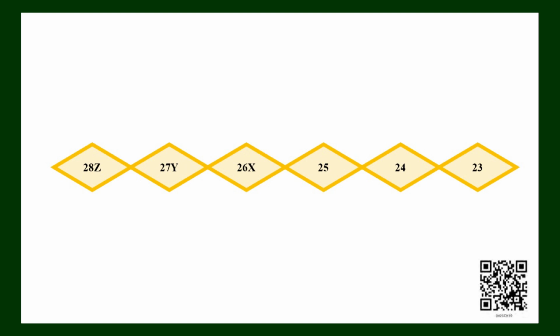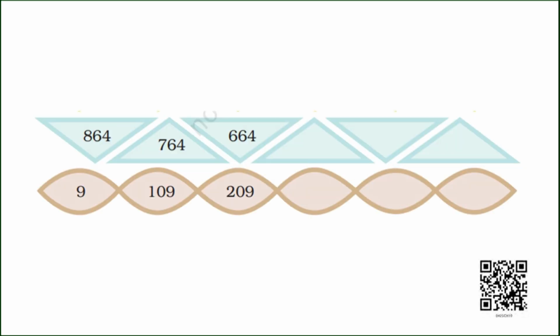Then which is the alphabet after X? Actually after X it is Y, but here after X it will be W, because it is W, X, Y, Z, right? Then after W it comes V, then after V it will be U, exactly. Now try this pattern yourself. It is only having numbers. It is very easy. Observe them very carefully and do it.